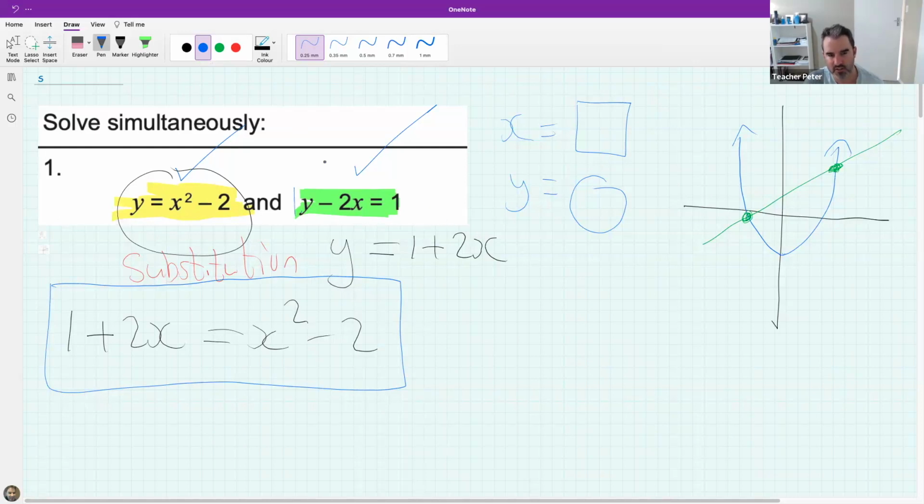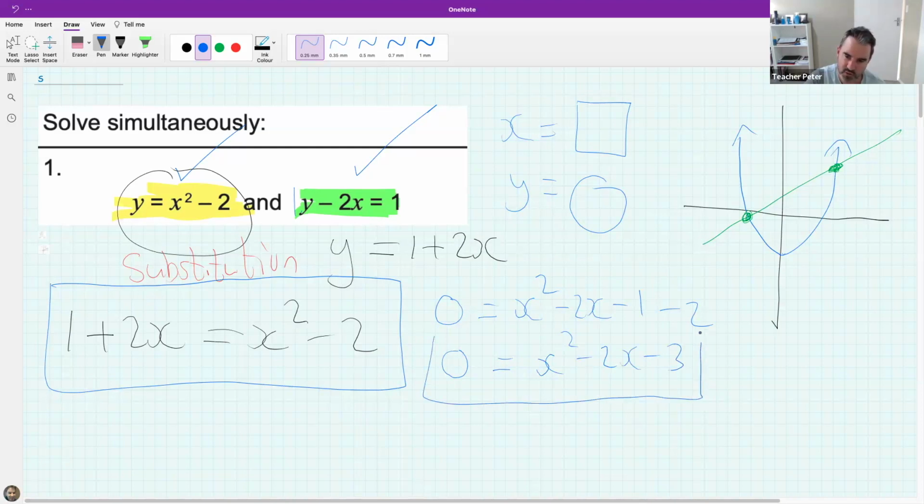So step one is to substitute from one equation into the other. The next step is to then solve that equation. And that reminds us of the last lesson. So what we do is we then move everything to one side. The minus 2 is already there. I'm going to bring the 2x across. I get minus 2x, and then I've got minus 1. And so then my standard form for this quadratic equation is 0 equals x squared minus 2x minus 3.